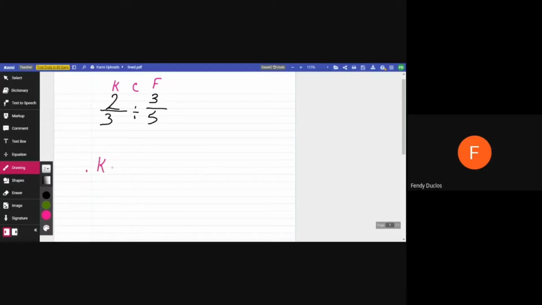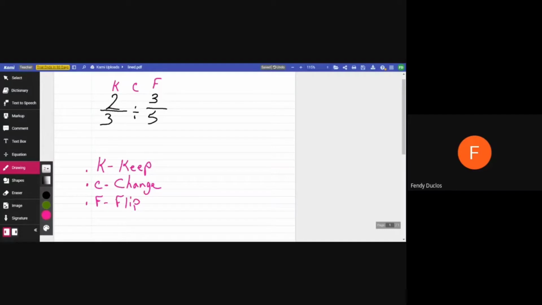The K stands for keep. The C stands for change. And the F stands for flip. Okay, so that's where we get KCF from.